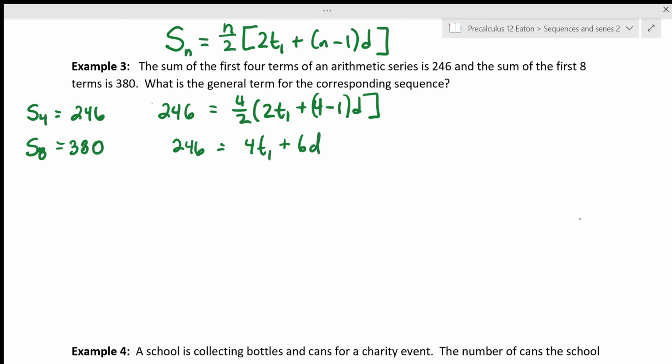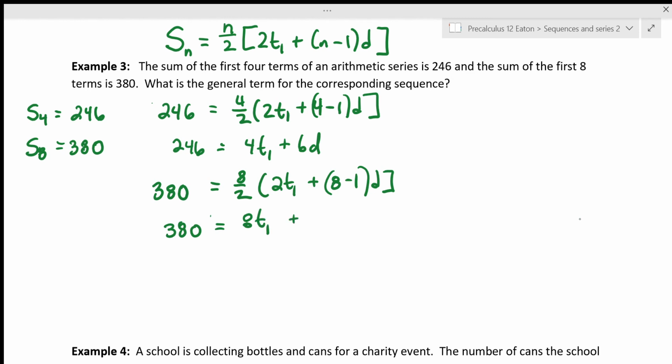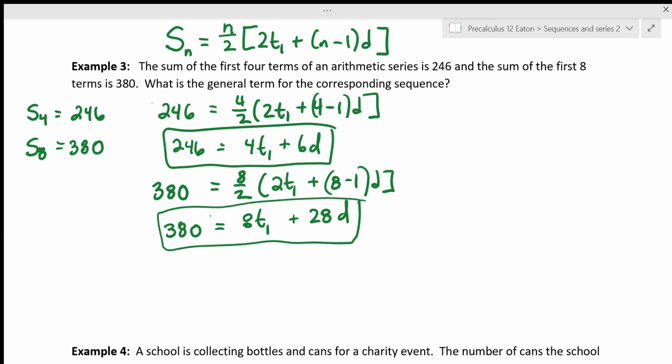Let's do the same for my S8. So we've got 380 equals 8 over 2 times 2t1 plus 8 minus 1 times d. Simplifying, we get 380 equals 8t sub 1 plus 28d. So again, I've got 2 equations with 2 variables, and I kind of knew this was going to happen when I didn't know T1 and I didn't know d. I don't even know the terms, I just know the sums. So now we're going to try to work out what d is, or what T1 is.